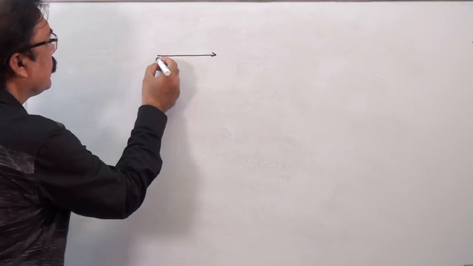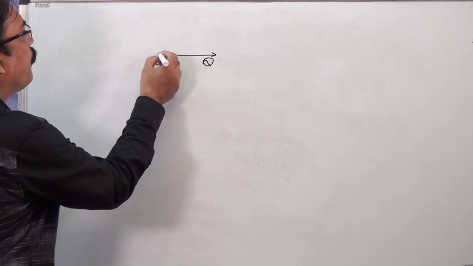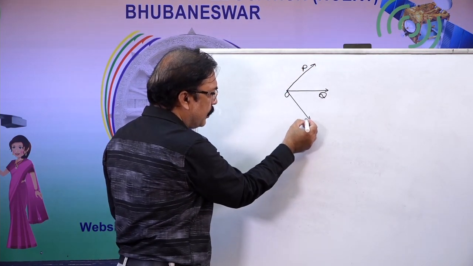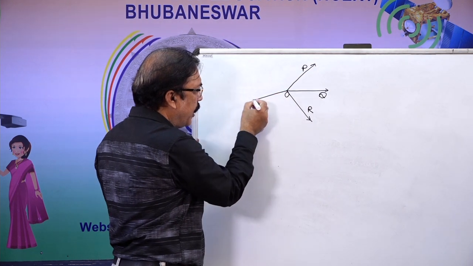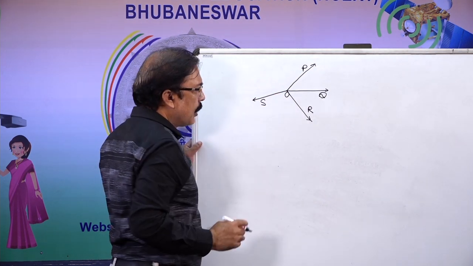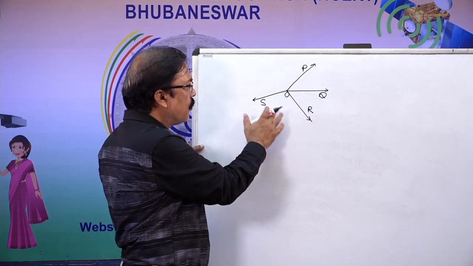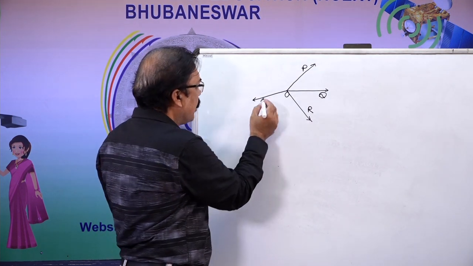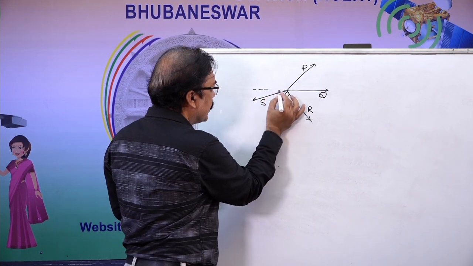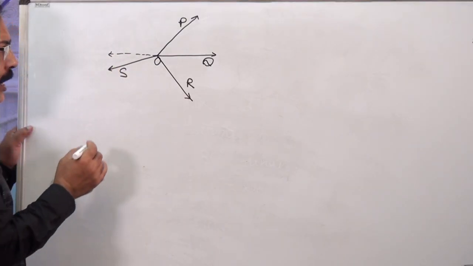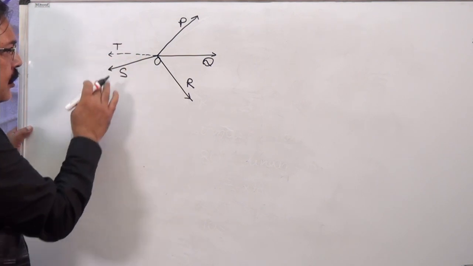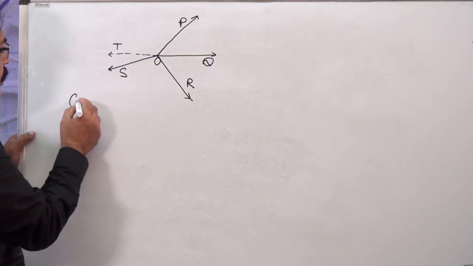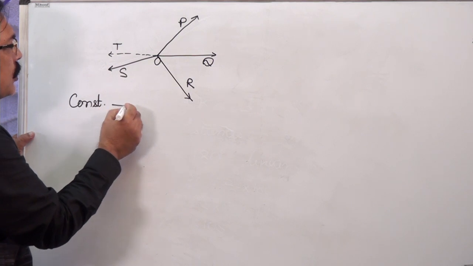OQ, OP, OR and OS. In this question, how to prove that the sum of all these four angles is 360 degrees? Now here, let's have a construction. Let's extend this to the back side, and let it be T, so that this QT is a straight line.